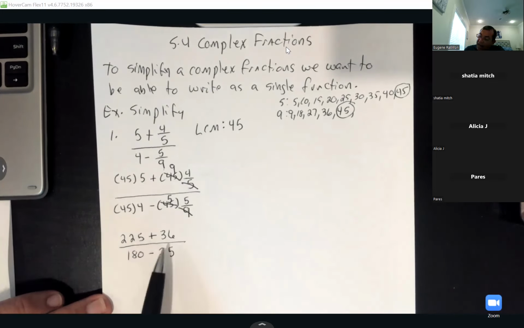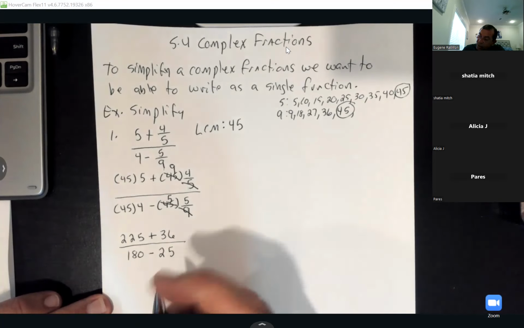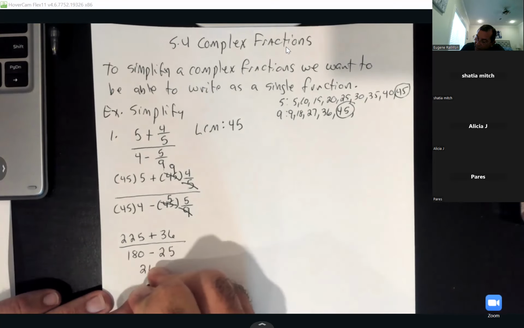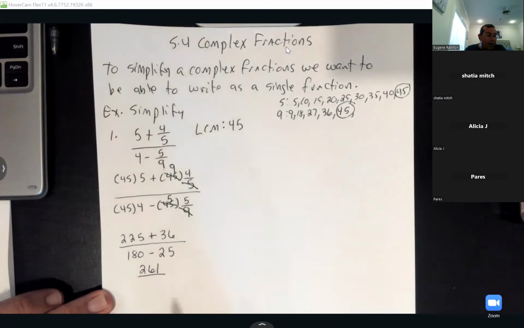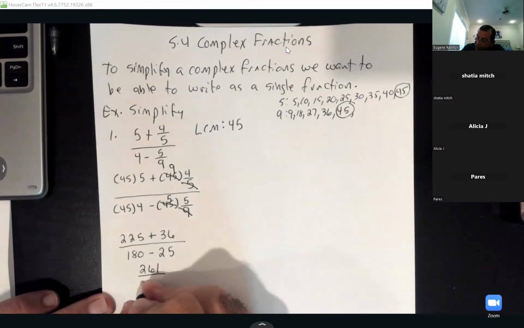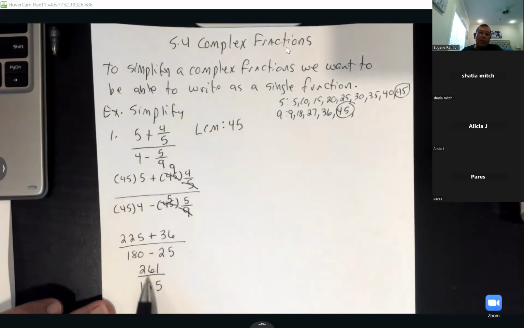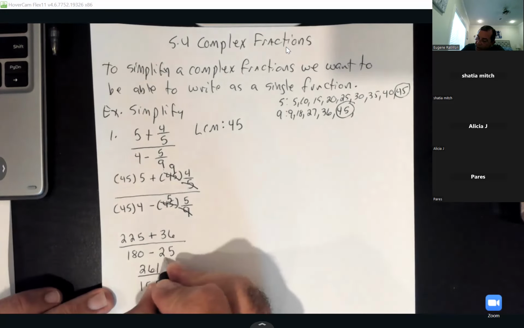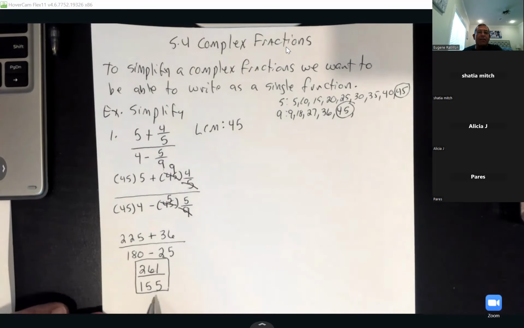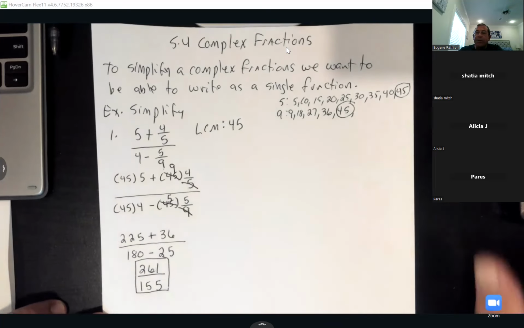So our 225 plus 36 gives me 261 on top. 180 minus 25 gives me 155 on the bottom. At that point, you would try to simplify this final answer, but 261 and 155 does not reduce. So that would be our final answer. Now, I'm going to show you a way.